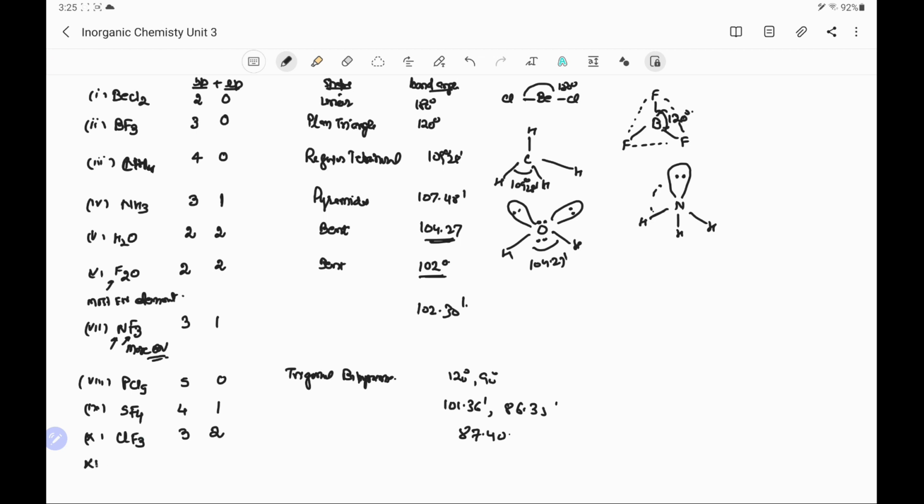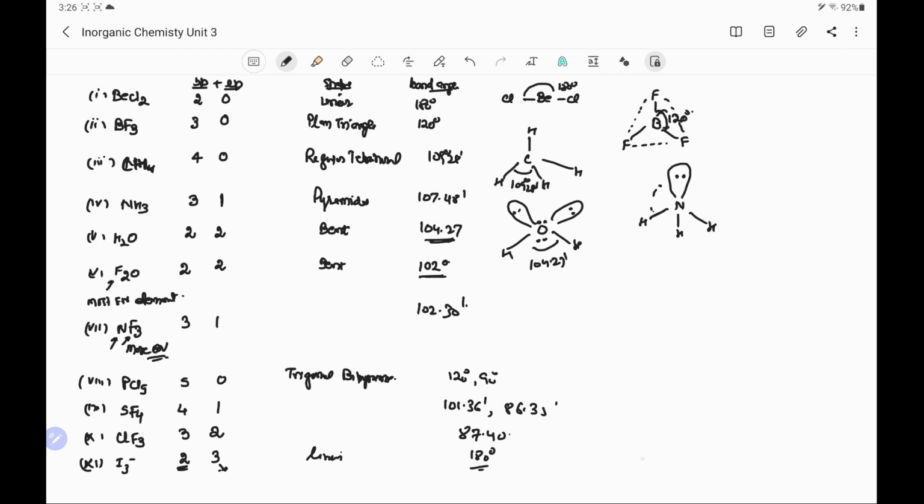Also, this I3 minus will have 2 bond pairs and 3 lone pairs, and these 3 lone pairs will be on the triangular plane, or we can say the equatorial plane, and the 2 bond pairs will be in the apex positions. Therefore, its shape will be linear, and the bond angle will be 180 degrees.